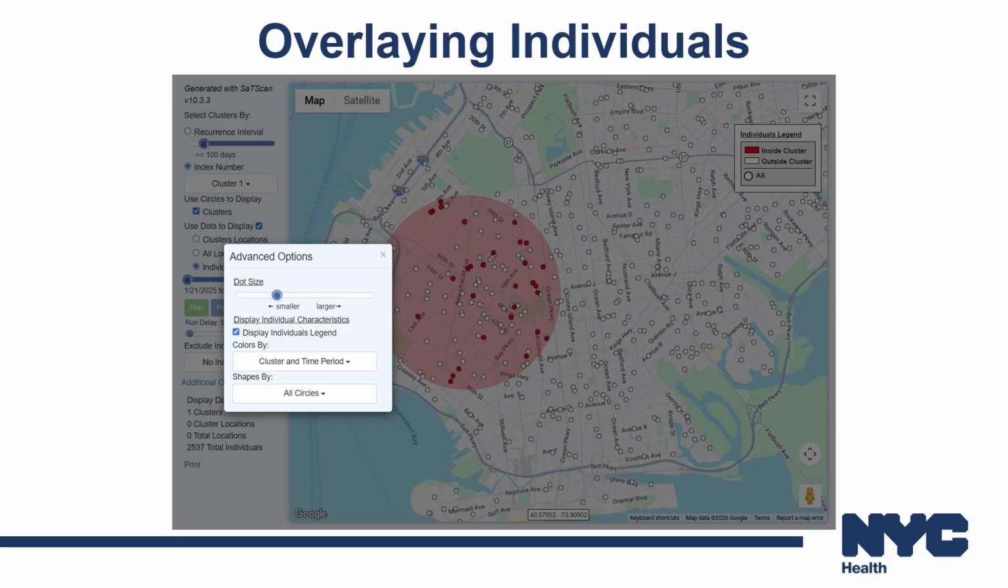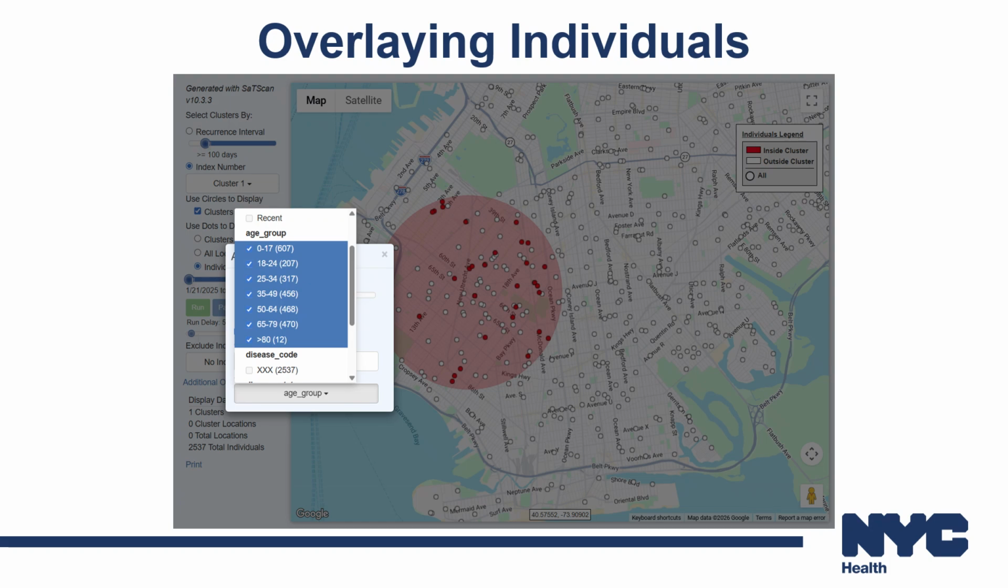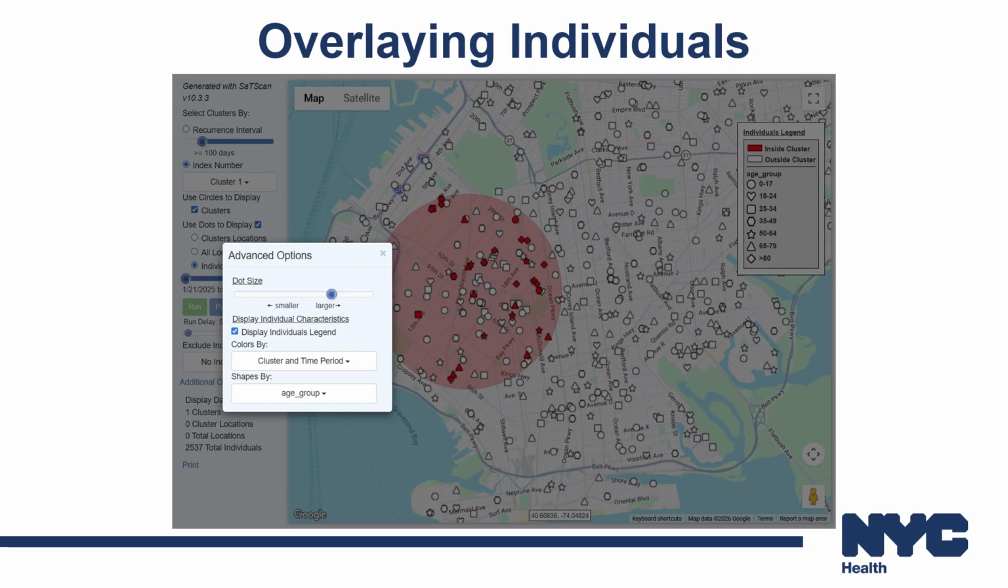You can also use any other categorical descriptive variable specified in the import file wizard to group events by color or shape by navigating to the Advanced Options window. For example, here we're requesting that SaTScan distinguish events by age group using shapes. Categorical variables must have 12 or fewer categories to be included here as an option. You can also change the dot size to more clearly see the event locations.